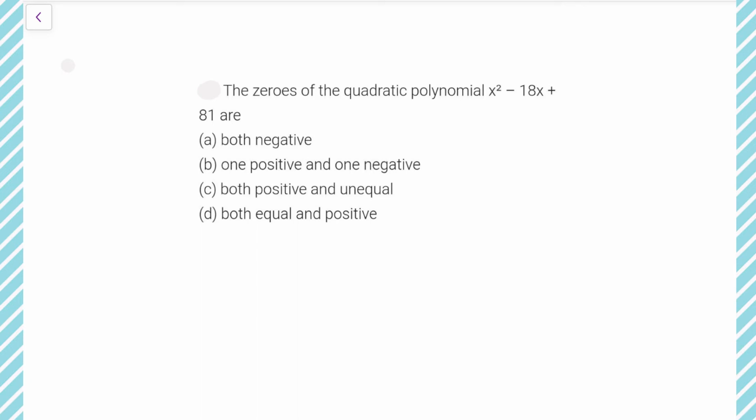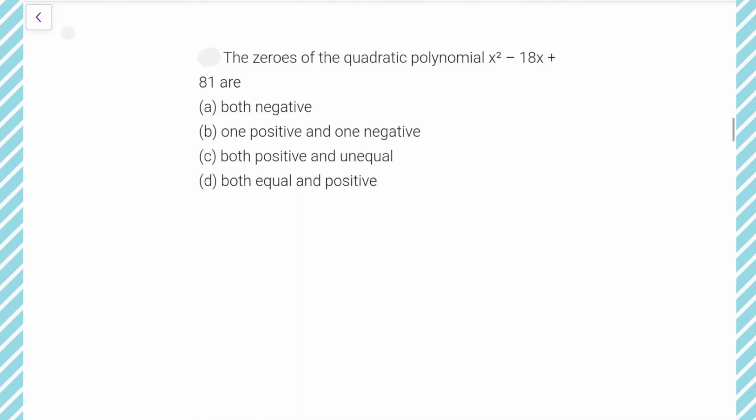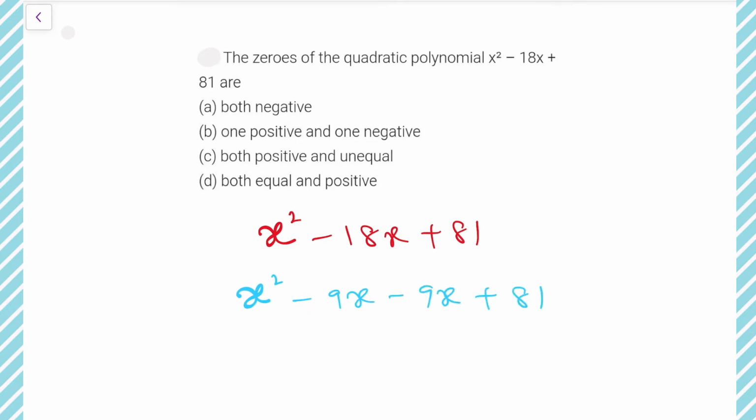Next, the zeros of the quadratic polynomial. Here the polynomial is given as x square minus 18x plus 81. Now I am going to solve this by splitting the middle term into two terms. x square minus 18x can be written as minus 9x minus 9x plus 81 as usual. Now here minus 9 is there, so our zero will be plus 9. Here again minus 9 is there, so our zero will be plus 9. So both 9 and 9 are the zeros. It means both are positive and equal. Option D is the correct option.